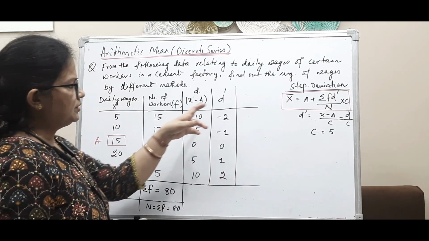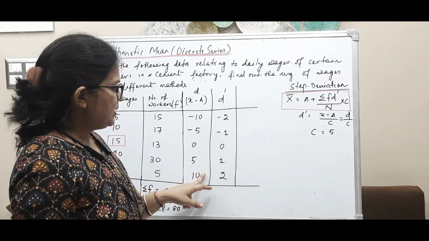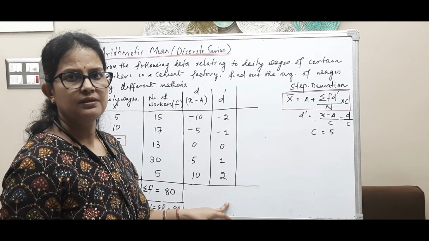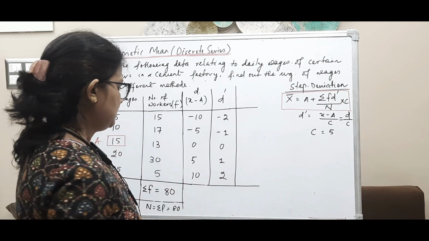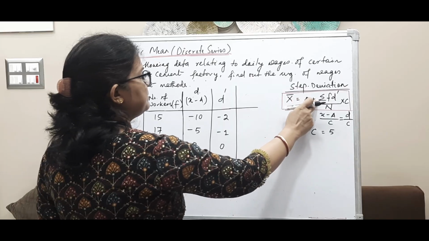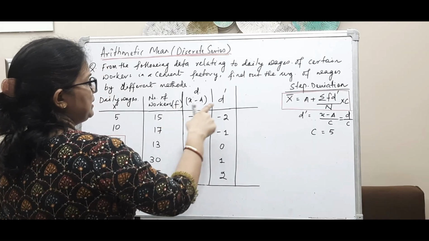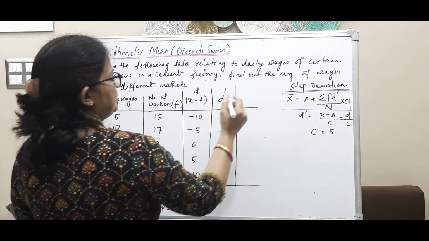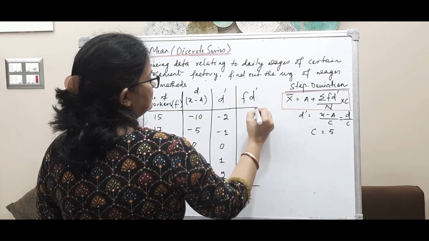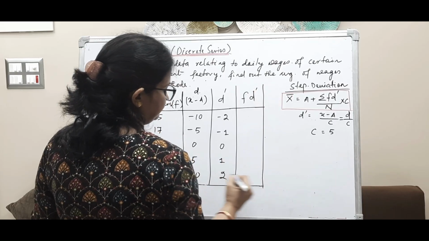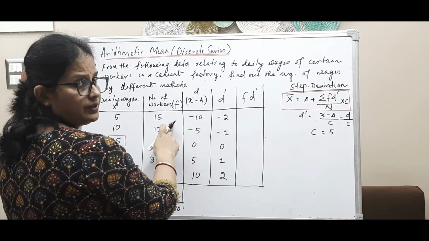So why do we go for this step deviation method? Because in this case it makes the calculation very simple. That's why we use the step deviation method. Now what do we need to find? We need to find sigma of f d dash. For this, we multiply d dash with our frequency f.